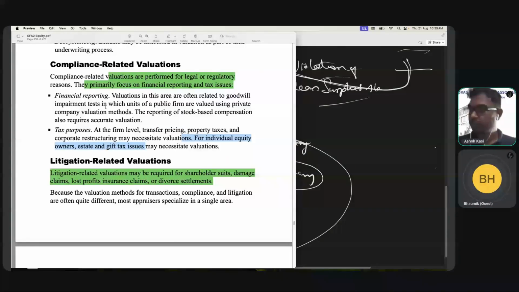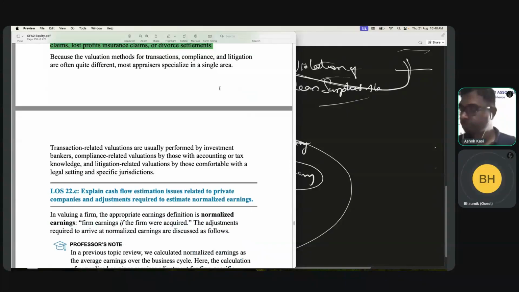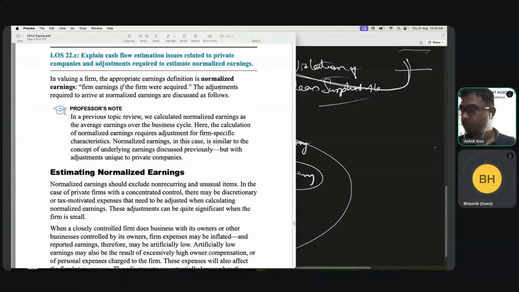Then litigations is simple, like when a company goes into bankruptcy. Valuations may be required for shareholder suits, damage claims, lost profits, insurance claims, or divorce settlements. Then normalized earnings.